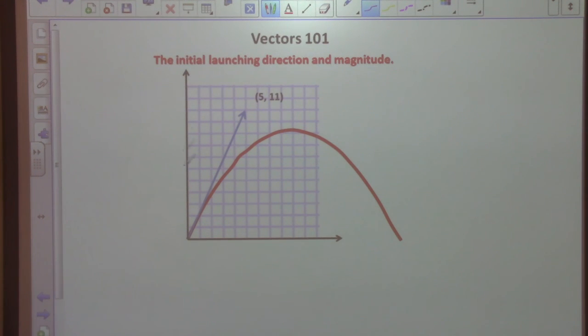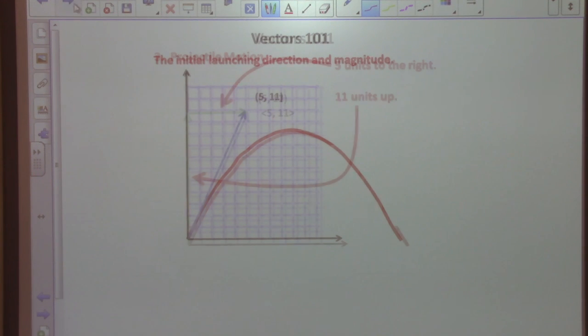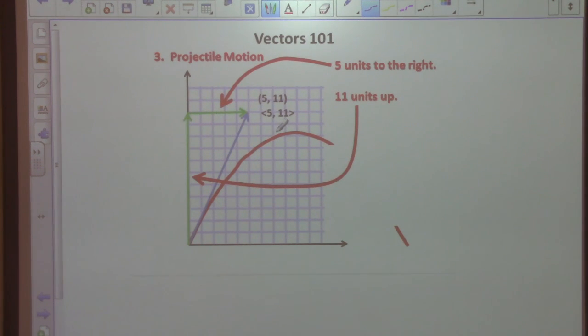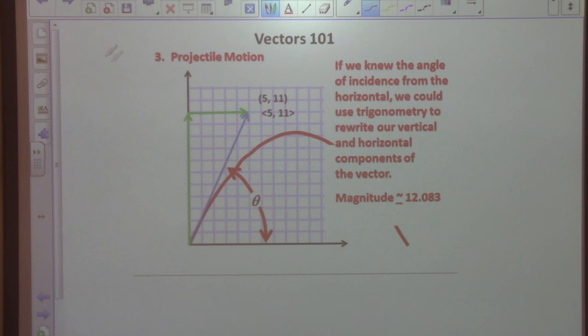And then here I have superimposed on this the arc of this parabola and this vector right here with a terminal point of (5, 11), which can be written as a vector with the same thing but in angular brackets, <5, 11>. So we have 5 units to the right and 11 units up. And if we know the angle from the horizontal, that's called the angle of incidence.